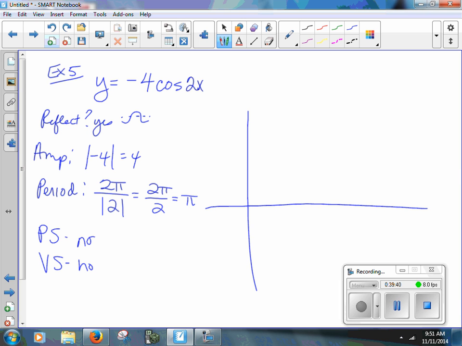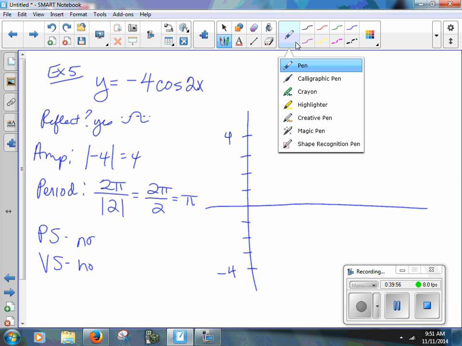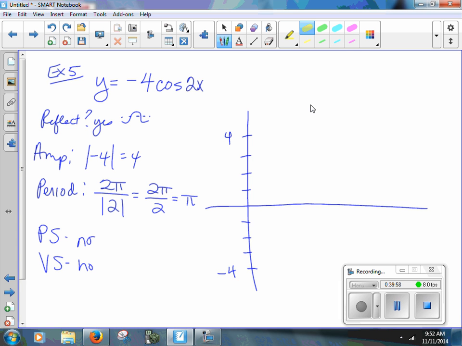What are my y values I'm going to put on my y-axis? I'm going to go up 4, down to -4, right? My oscillation line, that's the next thing I want to put in there. Where's it going to be? Same place, x-axis, correct? Do you know that without me telling you that? Will that ever change? Yes ma'am. Not today, but when there's a vertical shift, that oscillation line will change, okay?